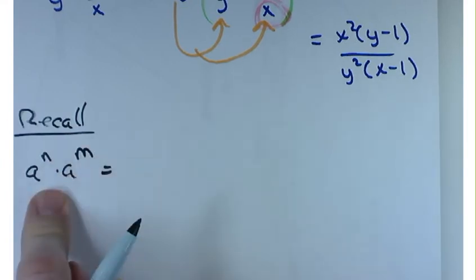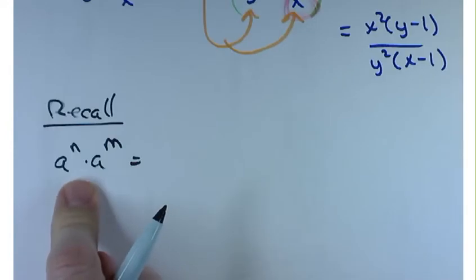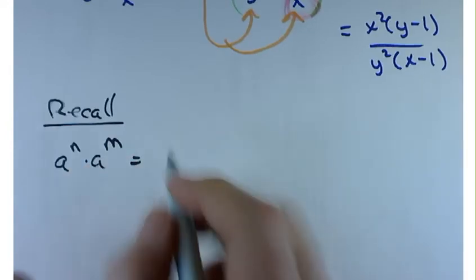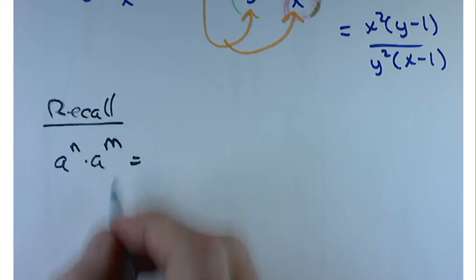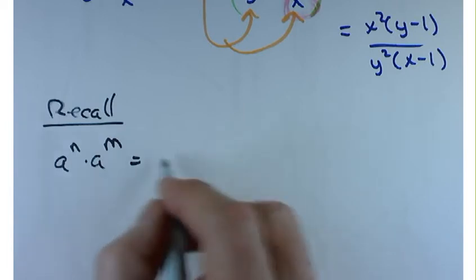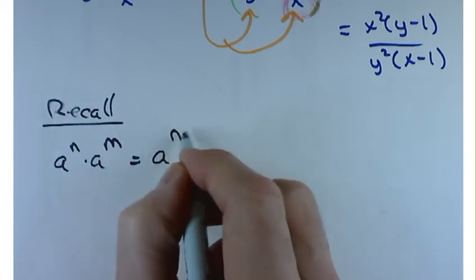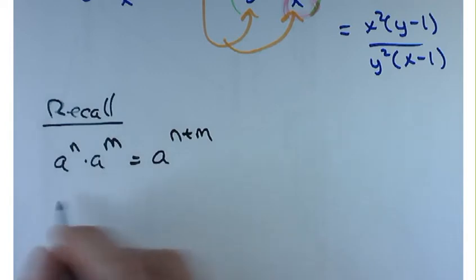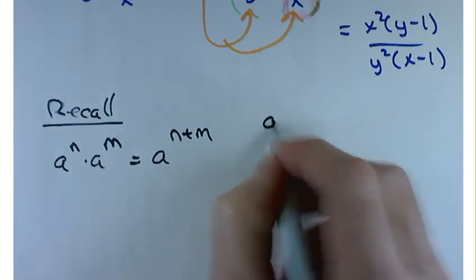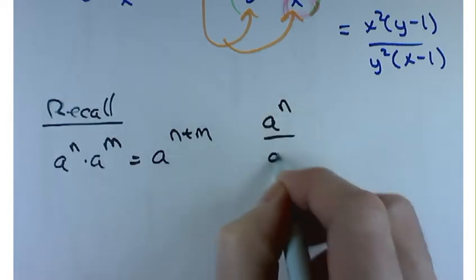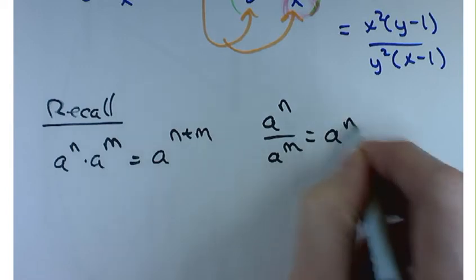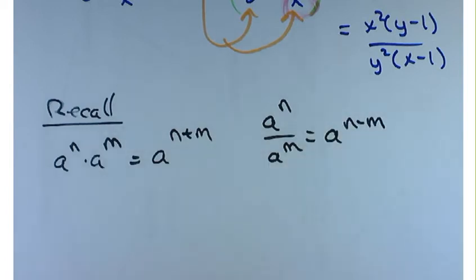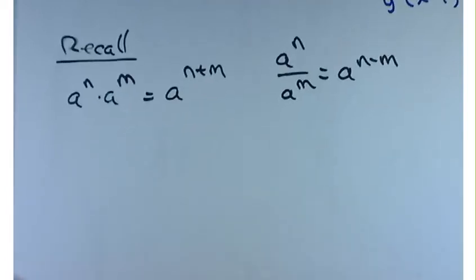What happens when you multiply things with the same base? You add the exponents. And if you divide things with the same base, you subtract them. Excellent.